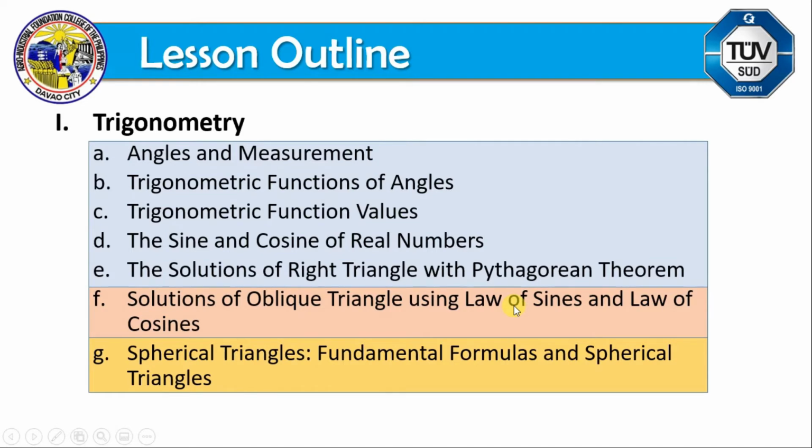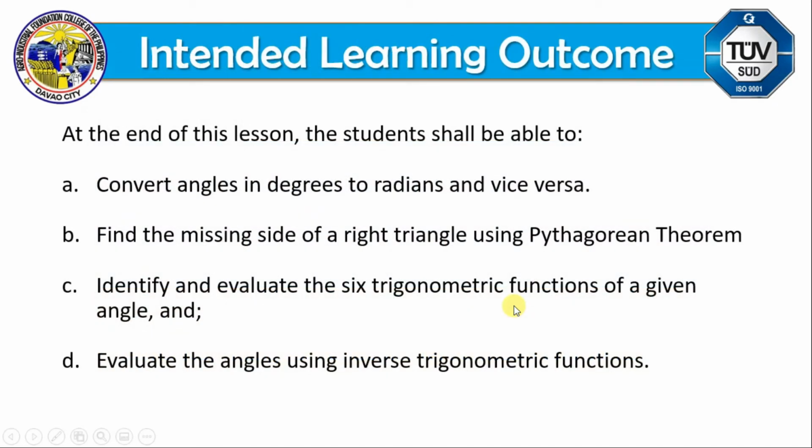Without further ado, let's go to the intended learning outcome for this first lesson. Again, there are three major lessons for trigonometry. This is the first lesson. At the end of this lesson, the student shall be able to convert angles in degrees to radians and vice versa. So when we're given an angle in degrees, we convert it into radian measurement, or the other way around. Given an angle in radian measurement, we convert it into degree measurement.